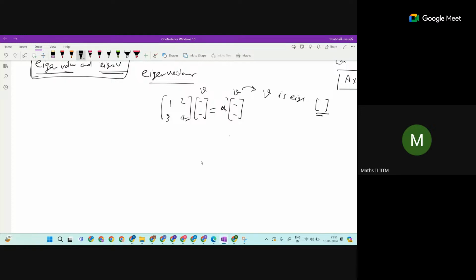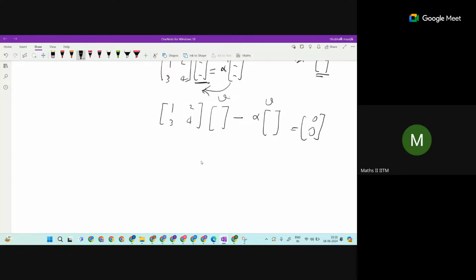So what I am doing here is sending this to this side. We'll solve this matrix form equation. So 1, 3, 2, 4 with v, minus alpha times the same v, and this side is 0, 0. Now I'm taking this vector v common. So I will get this matrix 1, 2, 3, 4 minus alpha, with v taken common.